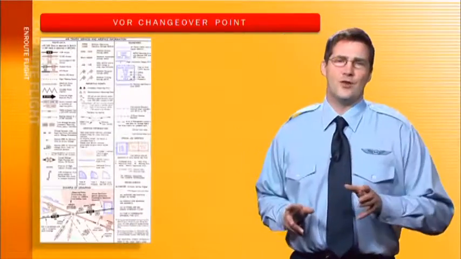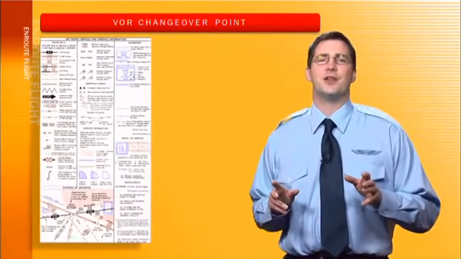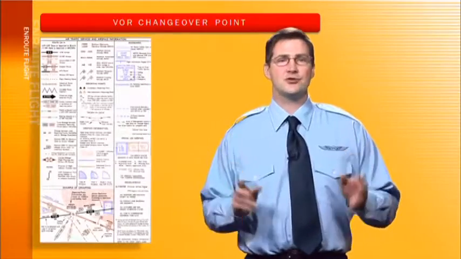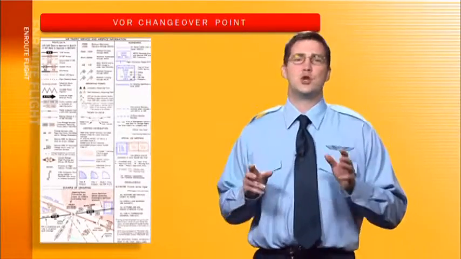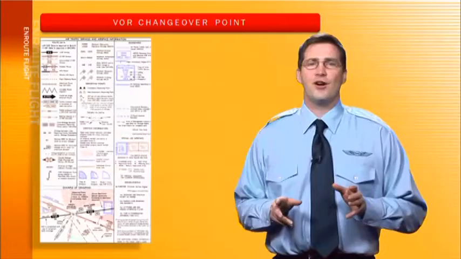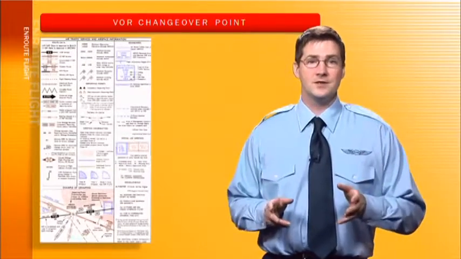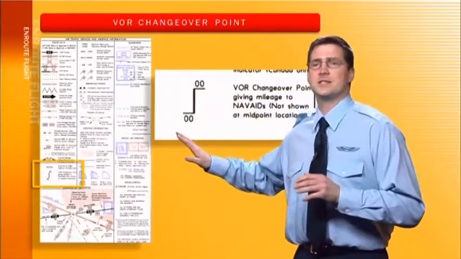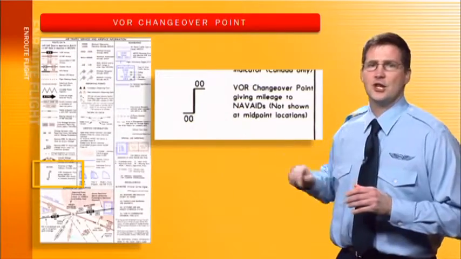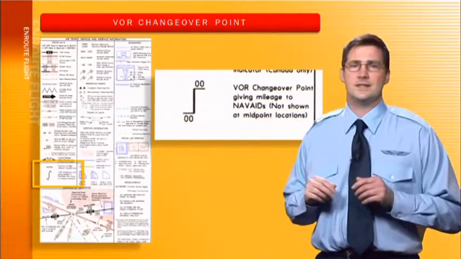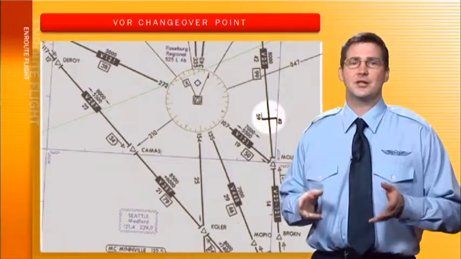You already know that VOR signals weaken as you fly away from the nav aid and get stronger and more accurate as you fly towards the nav aid. So in IFR flight, how do you know when to switch VORs? Well, the chart makers provide a solution, and here's an example with this crossover symbol. Let's take a look at this on an actual chart.